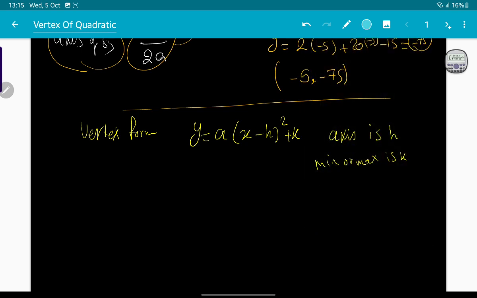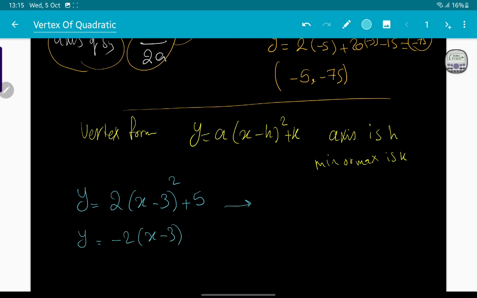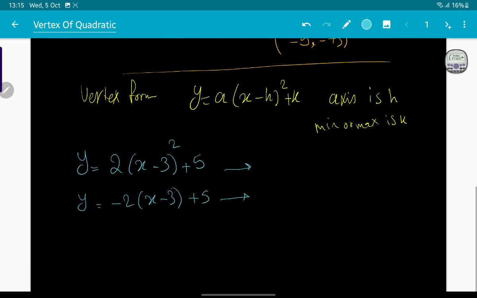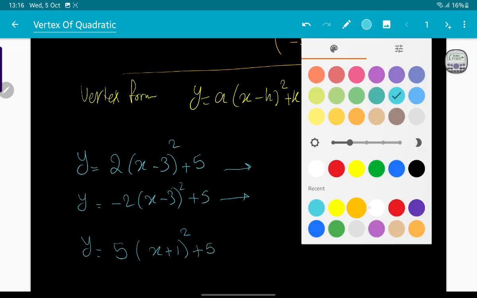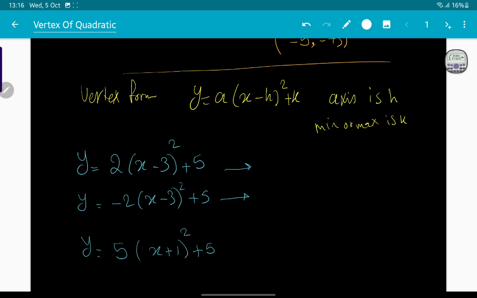The example will be y equals 2(x minus 3) squared plus 5. What's the vertex? Another one, y equals negative 2(x minus 3) squared plus 5. What's the vertex? Y equals 5(x plus 1) squared plus 5. So can you find the vertex in each case?